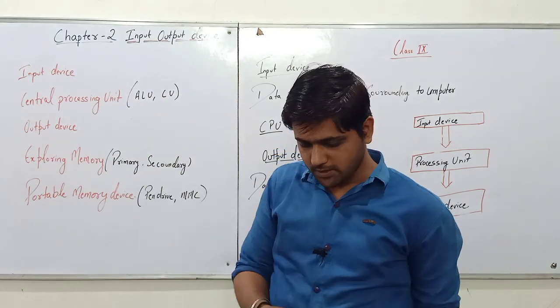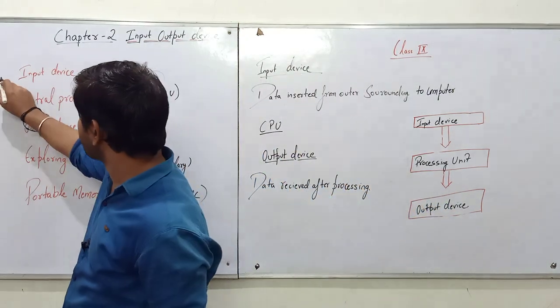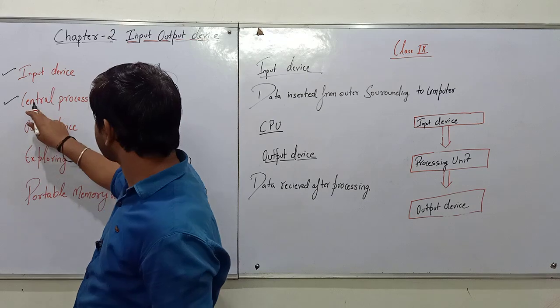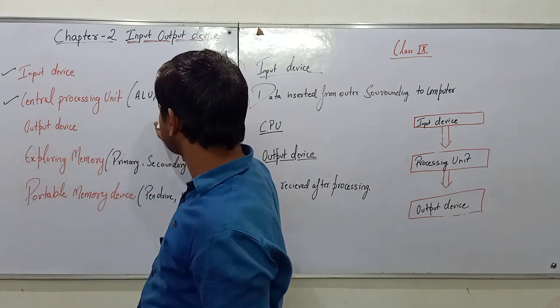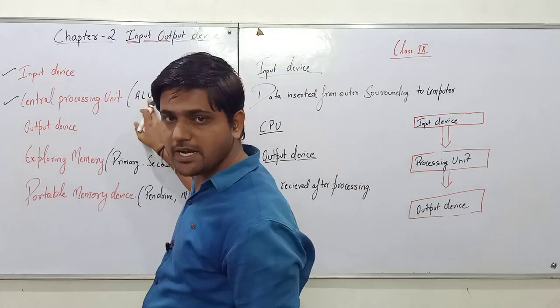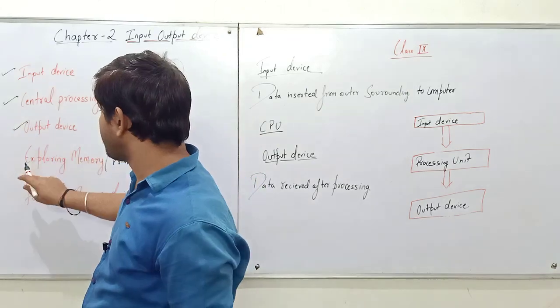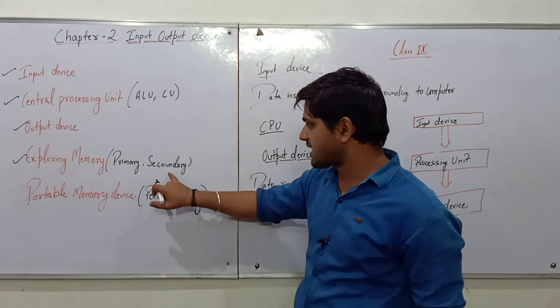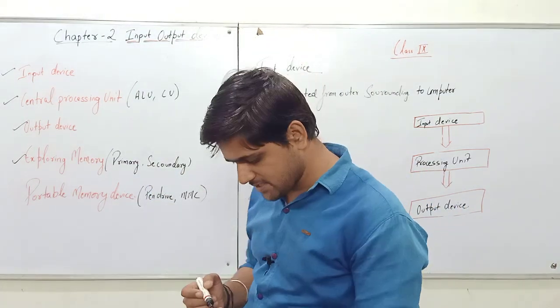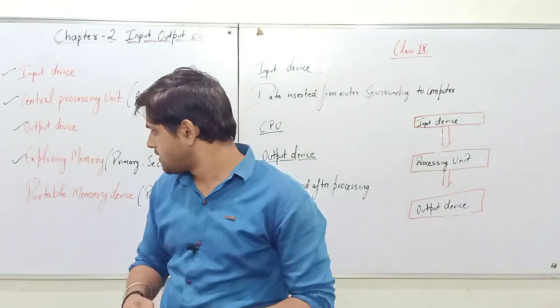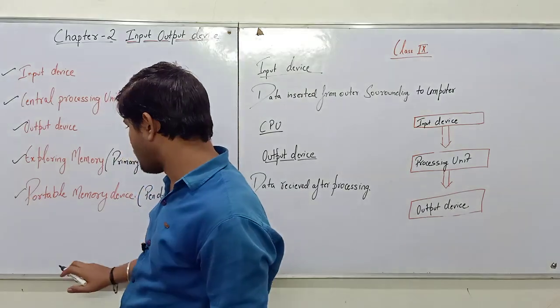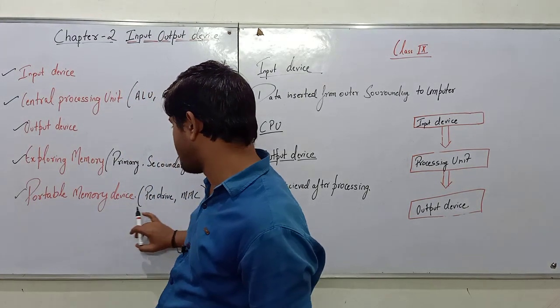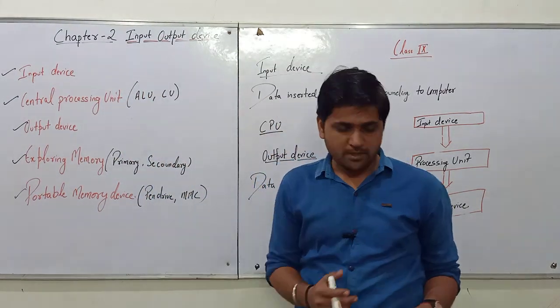What we are going to cover in this video is the introduction of input device, central processing unit, that is ALU and CU, arithmetic logical unit and control unit, output device, and exploring memory. In that we will cover primary memory and secondary memory. One more memory is there, that is cache memory. We will discuss it. And the last point is portable memory devices, that is pen drive, MMC, etc.